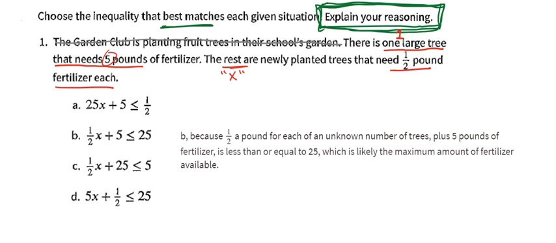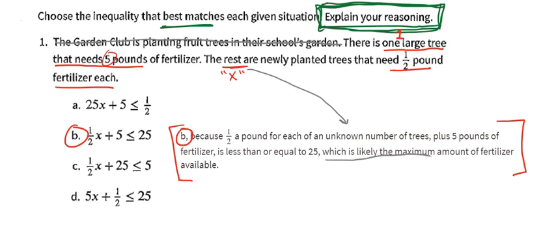Okay, welcome back, mathematicians. The answer for number 1 is B. And here's the explanation that you should copy down. Let's talk it through real quick, and then I'll tell you to pause, and you can copy it down. They say the answer is B because half a pound for each unknown number of trees, that was this thing of like the rest of them, the unknown for each of an unknown number of trees plus the 5 pounds of fertilizer is less than or equal to 25, which is likely the maximum amount of fertilizer that they have.